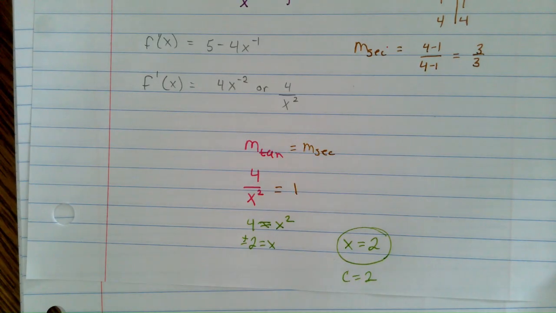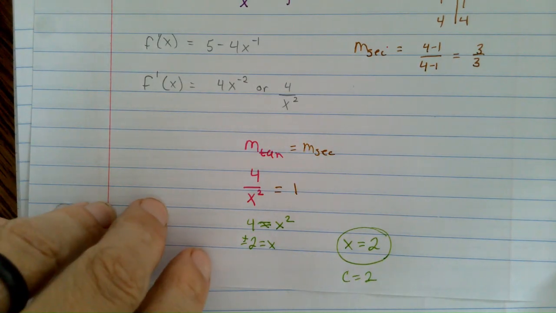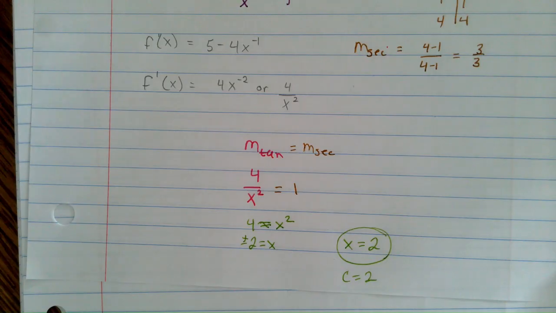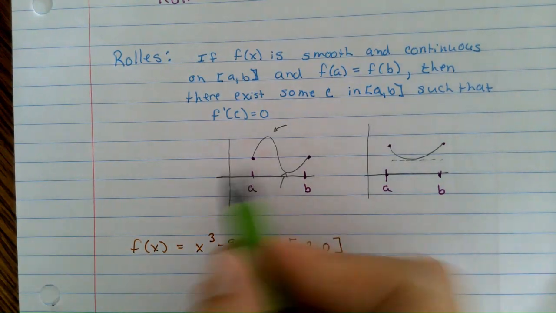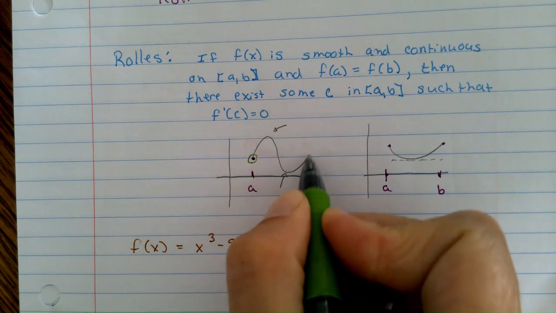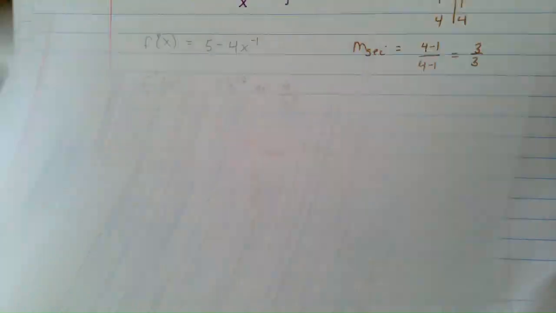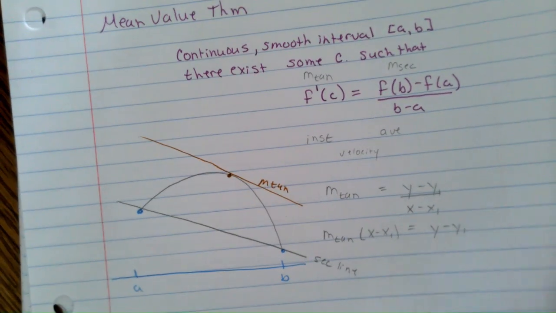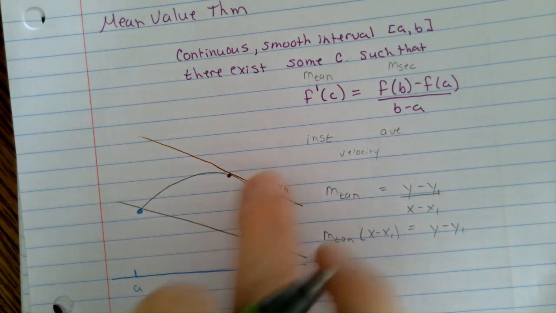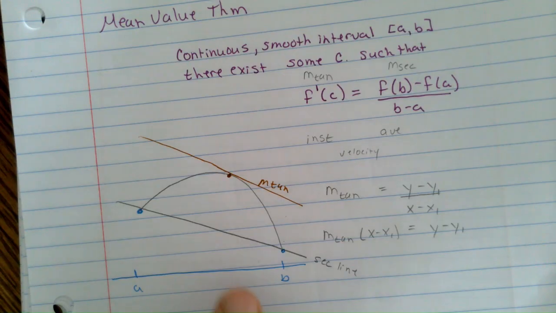Okay, so that's a look at the mean value theorem and Rolle's theorem. So again, Rolle's theorem says, hey, look, smooth and continuous, and these are at the same height. You're going to have a max min in that window. Mean value theorem says, hey, at some point in time, your instantaneous velocity is going to match your average velocity. So make sure you check your vocab words to see what they're talking about, and good luck with it.